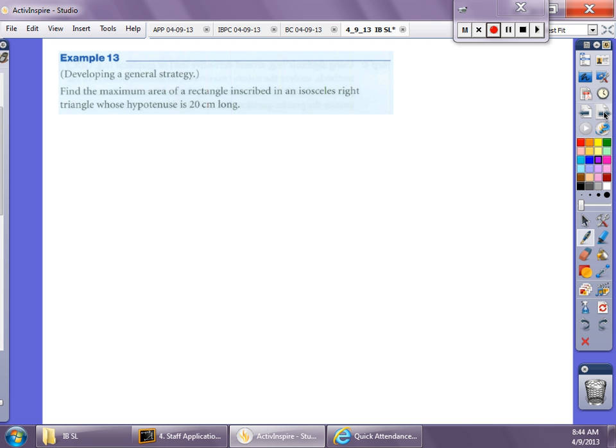So this one is from your textbook. I'm using it because it's similar to another problem that we do, but set up very differently. It says, find the maximum area of a rectangle inscribed in an isosceles right triangle whose hypotenuse is 20. This one is set up so that you want your triangle to be this way. Isosceles means this side and this side are going to be the same. How much are your angles then? 45.